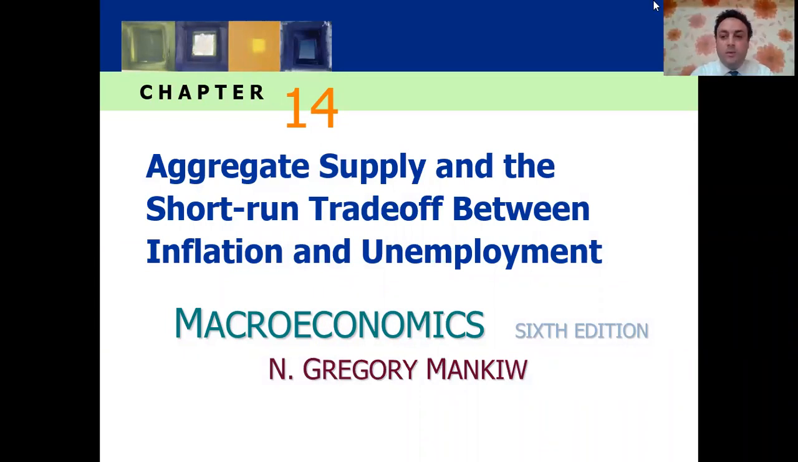Today, inshallah, we are going to continue our macroeconomics lessons, or to finish the macroeconomics course, with this lesson. This is the last, or the fourth, chapter of the part about the business cycle theory, or the economy in the short run. And this will be our last lesson about aggregate supply and the short-run trade-off between inflation and unemployment.